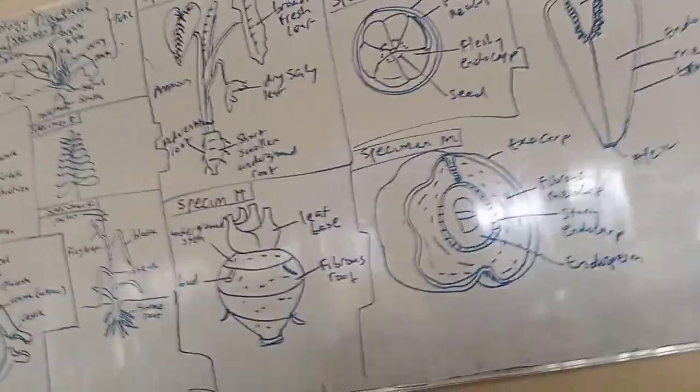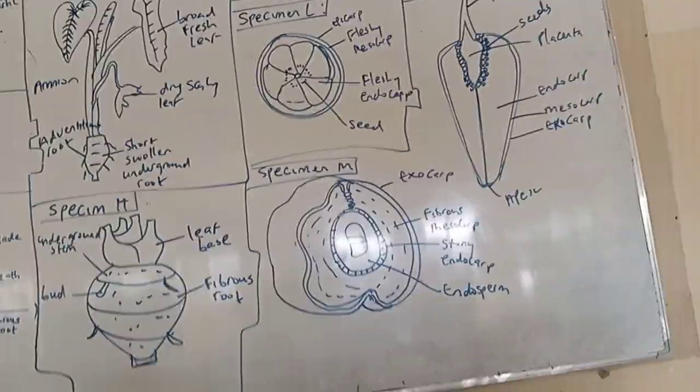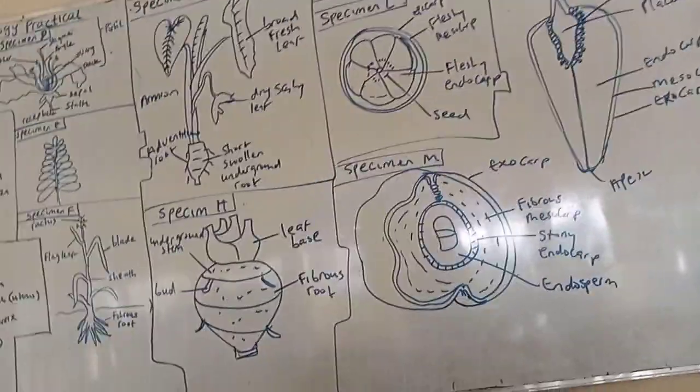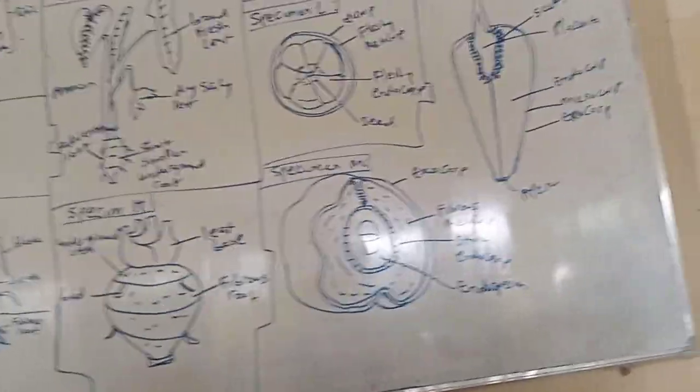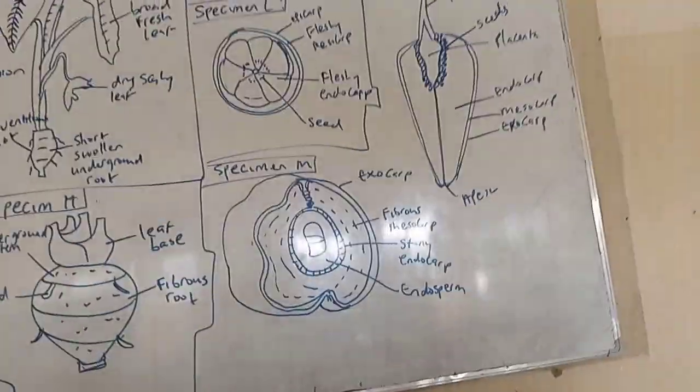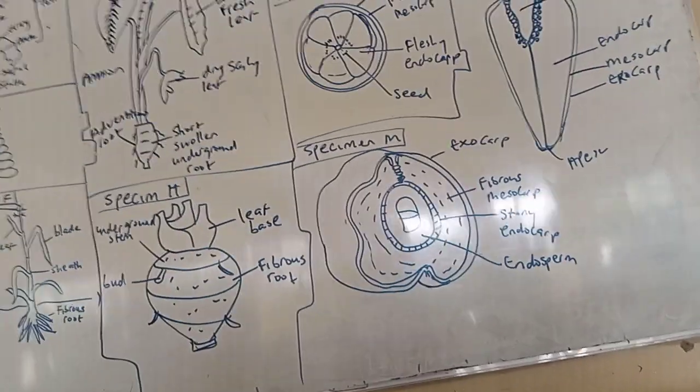Okay? All right, so the placentation is basal placentation. Okay? The structural features: it has a dry pericarp. Number 2, the mesocarp is fibrous. Number 3, the endocarp is hard and stony. Okay? So let's go to the difference between coconut and orange.